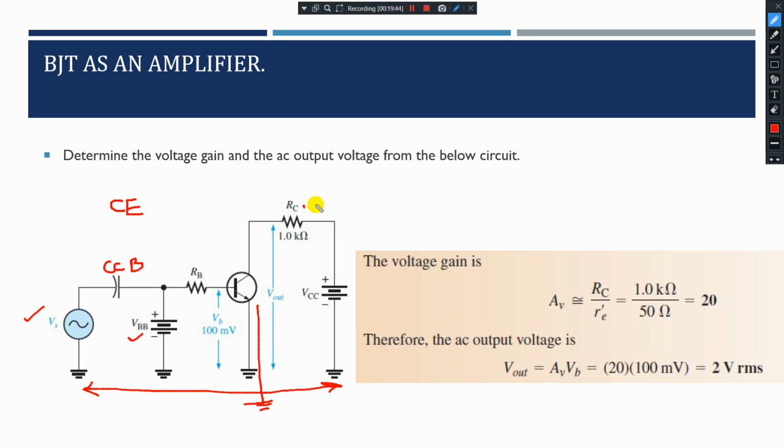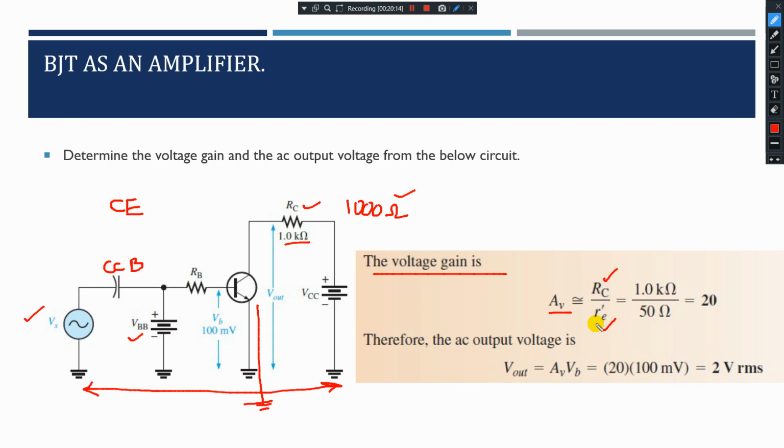Then we have RC value 1 kilo ohm. 1 kilo ohm is nothing but 1000 ohms. VCC, VBB. So the voltage gain is given by, we know that the voltage gain is approximately equal to RC divided by RE. What is RC here? RC is 1000 ohms, that's 1.0 kilo ohm.